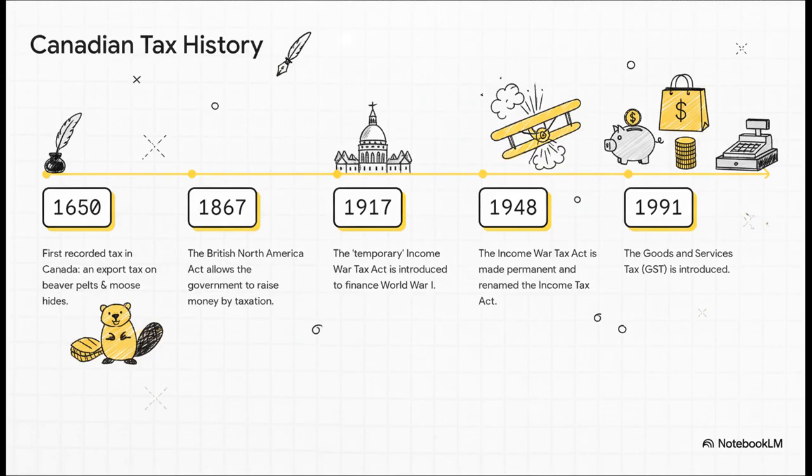Can you imagine? Then, let's jump ahead to 1917. The government brought in what they called a temporary income tax to help finance World War I. Of course, as we all know, that temporary tax became permanent in 1948. And then in 1991, the GST was introduced. That's the tax most of us see on our receipts almost every single day.